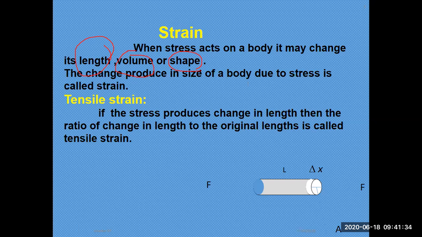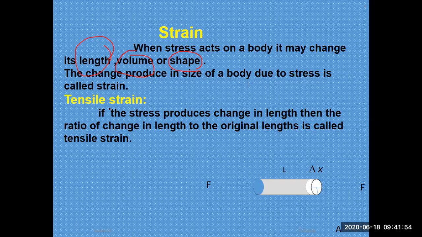Change in volume per unit volume is called strain. Change in shape per unit original shape is basically strain. So these are different types of strains. The change produced in the size of an object due to stress is called strain.